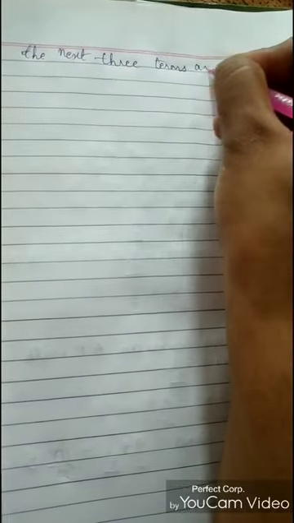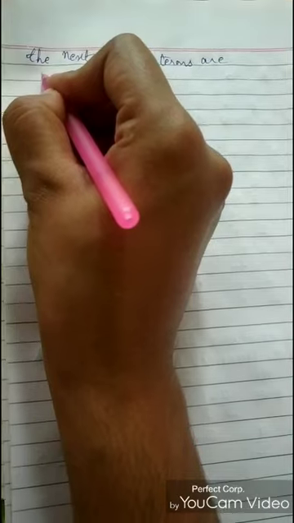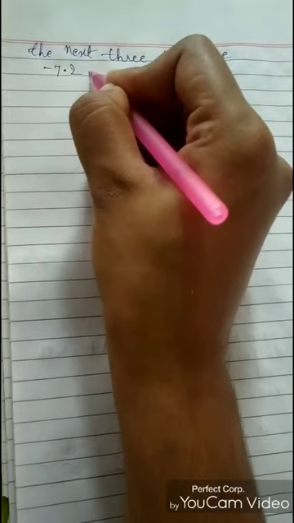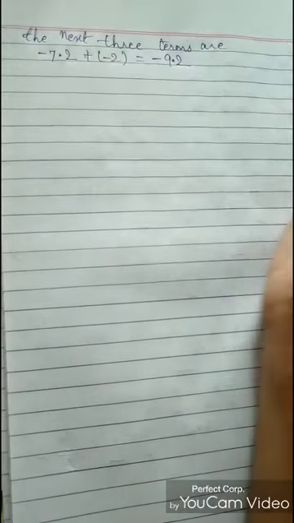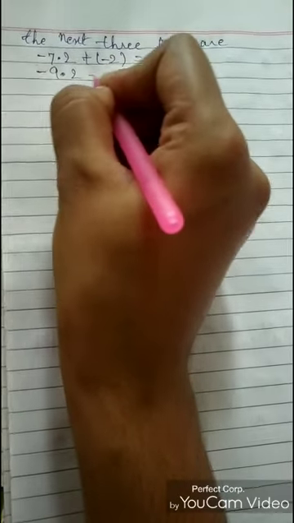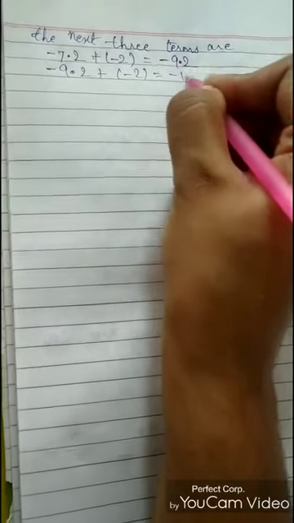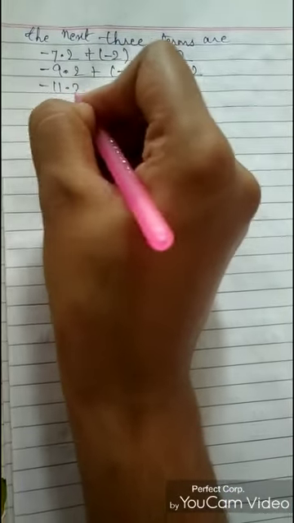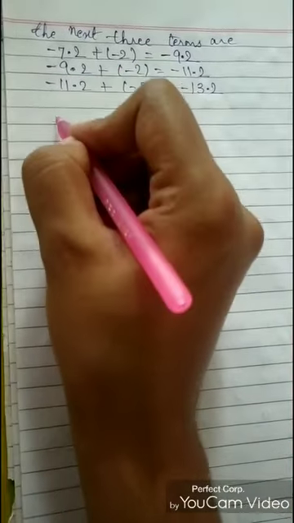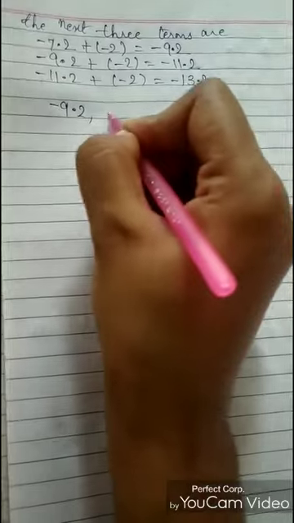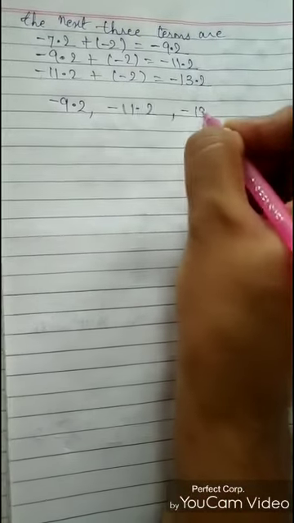Now the next 3 terms are, first, what was the last term? Minus 7.2 and the difference was minus 2. So this will become minus 9.2. Next, minus 9.2 plus minus 2 is minus 11.2. Next, minus 11.2 plus minus 2 will give you minus 13.2. So the next terms are minus 9.2, minus 11.2 and minus 13.2.